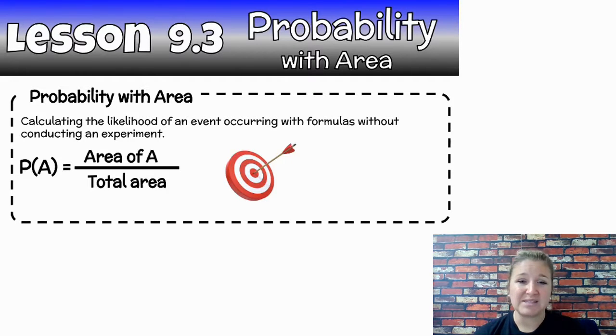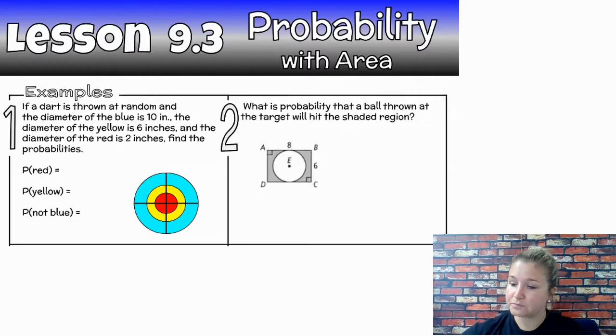Remember that probability is still calculating the likelihood of an event occurring, and this is without actually performing the experiment. If we were actually throwing darts at a target or anything like that and recording those, that would be our experimental probability. But we're just going to look at theoretical here. All right, so first example, this one is a little bit involved, but we're going to work through it.